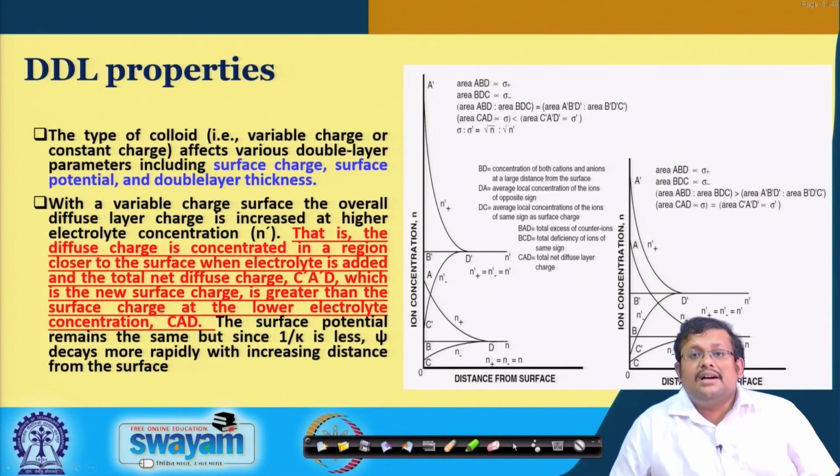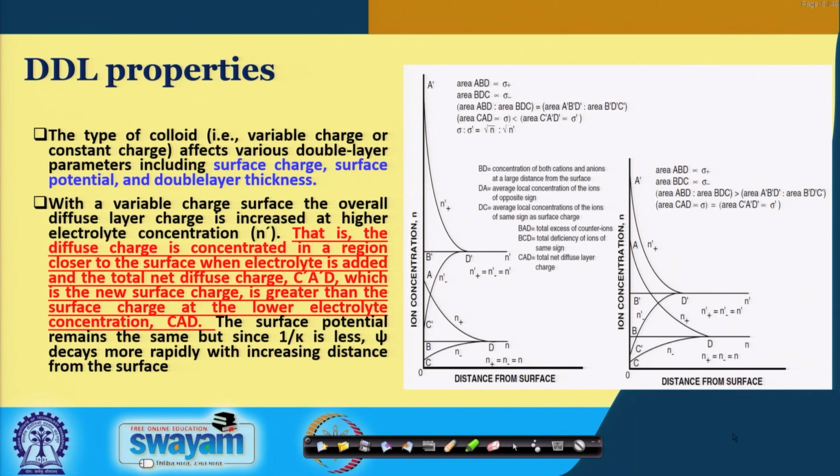Now let us discuss the diffuse double layer properties. The type of the colloid, that is, either it is variable charge or constant charge, basically affects the various double layer parameters including surface charge, surface potential, and double layer thickness. So let us see one example.